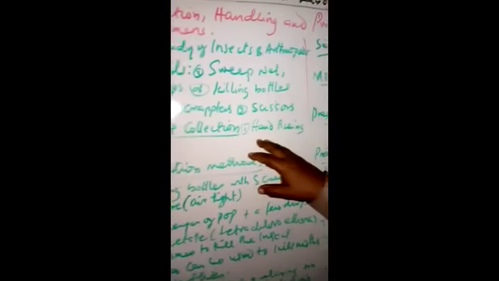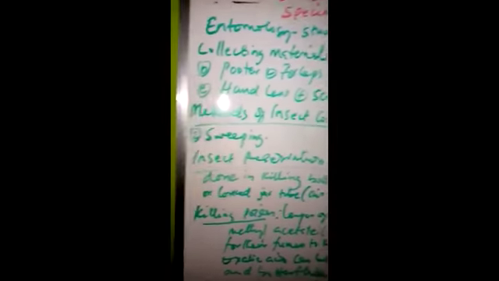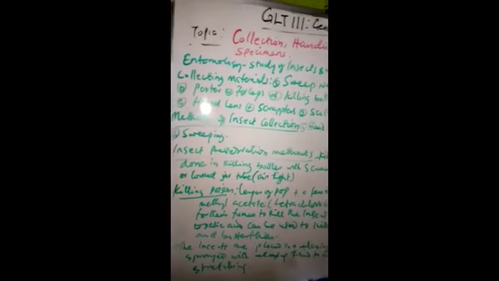Then methods of insect collection. Methods of what? Insect collection. The general method of insect collection is hand picking. You see the insect, you pick it. The second one is sweeping. All manner of using nets to collect them is called what? Sweeping. Whether they are large nets or small nets, they are all what? Sweeping. Most of the time they use it to collect what? Termites and other insects.